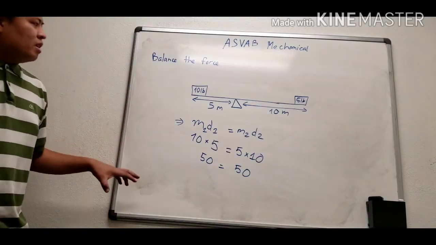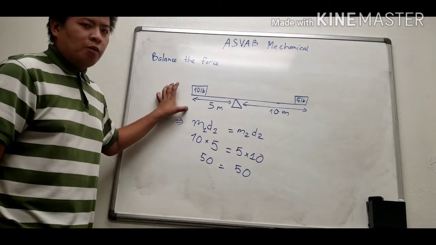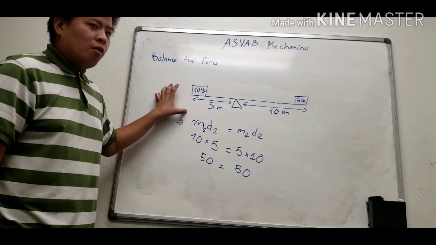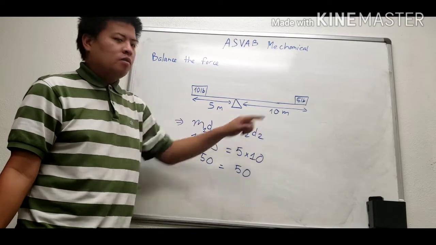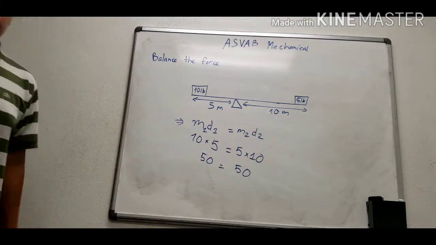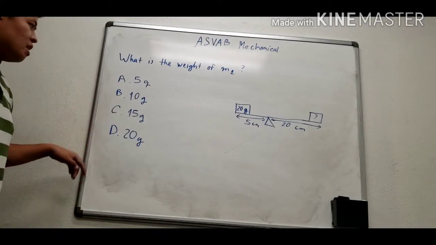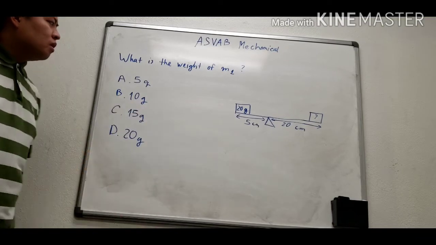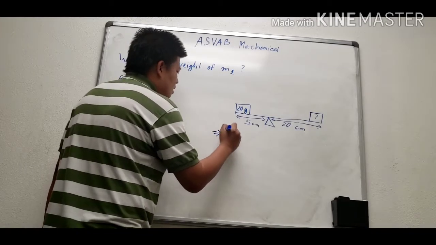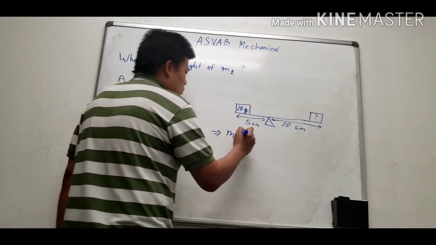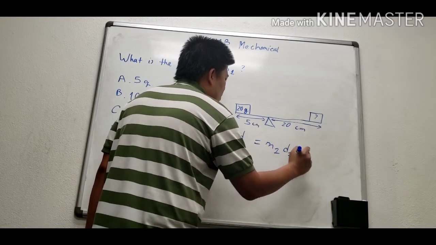So we need to learn how to do the balance force because they will ask about the other object and the distance on the right side, but they ask to calculate the weight or maybe calculate the distance. So on the next one, I will show the weight of M1. We have A, B, C, D, and they have the diagram for you. So in here, to calculate the weight, we have the formula M multiplied with D equal to M1 multiplied with D1.